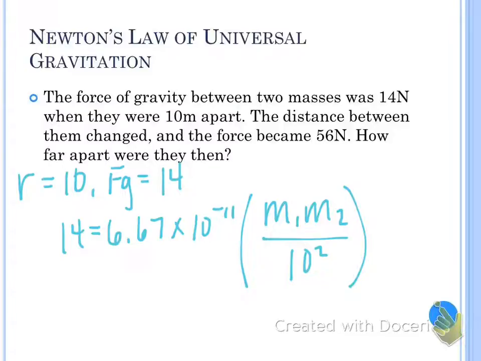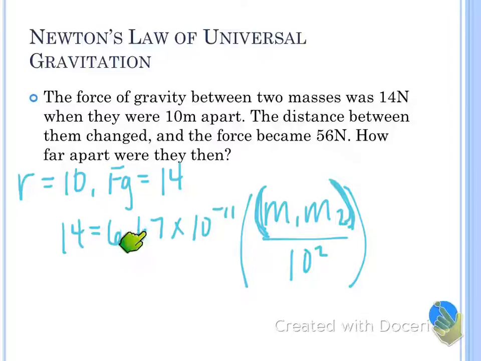So let's think about it this way. In between these two situations, are the masses of the objects going to change? No. So we can solve for this whole term right here. We're going to be able to solve for the product of those two masses, and then we can plug it into another equation. We don't really need to know individually what each one is. As long as we know the product, we can plug that into another one. So let's solve for that first.